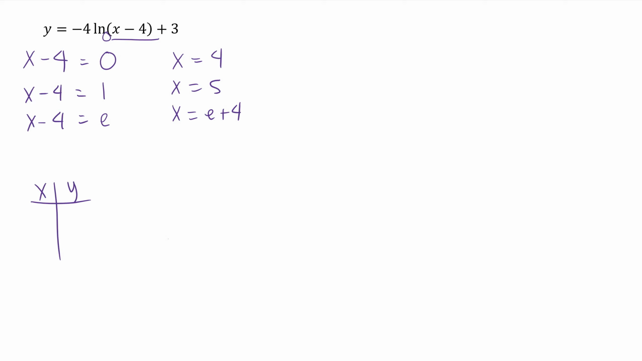Remember, this is our vertical asymptote, so we're not using this one as a point. We're using these 2 as our points. So our x is 5, and x is e plus 4. Remember, e is just a number, it represents 2.72, but kind of like pi, we can represent that number with a letter, e. Now let's plug in these points to the equation to solve for y.